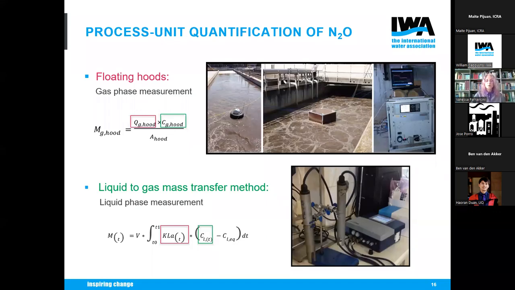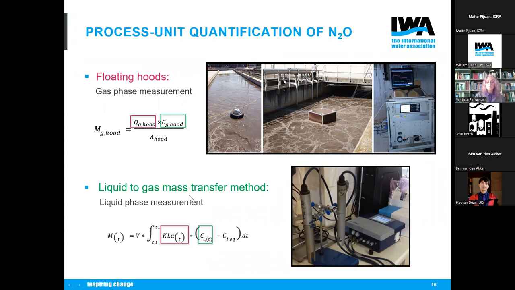Among the process unit quantification methods, the floating hood method is probably the most common approach to sample the off-gas leaving the surface of activated sludge tanks with bubble aeration. This can be done with one or multiple hoods according to the local requirements on site. And the off-gas stream captured by the hood is usually fed to an online gas analyzer for the quantification of N2O. And to calculate the N2O flux out of the activated sludge tank, you also need the off-gas flow rate of the tank. So this is also quite an important input for the estimation.